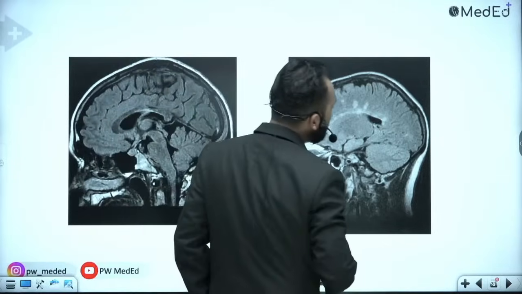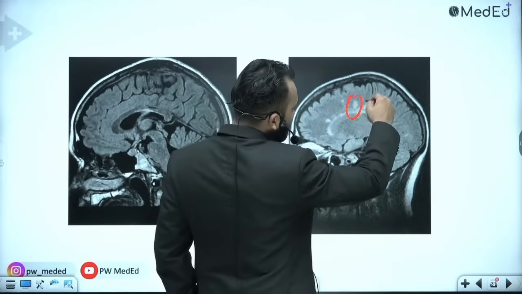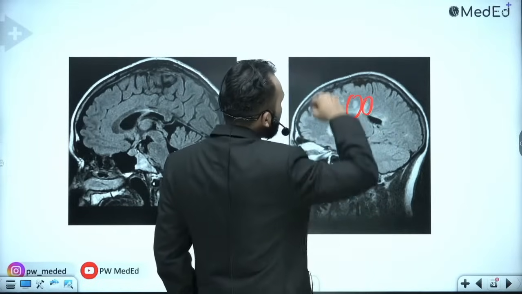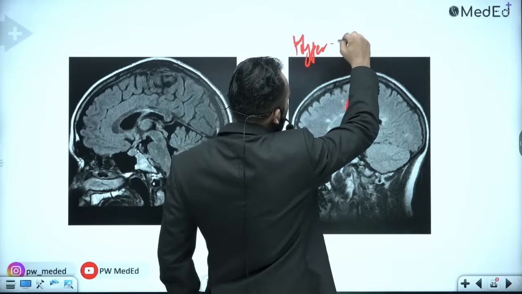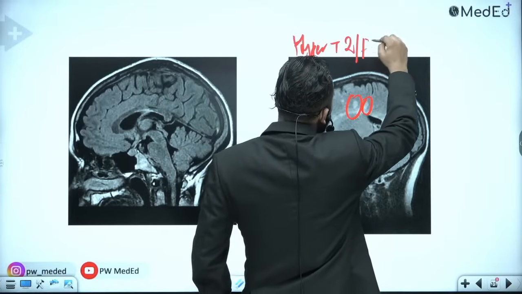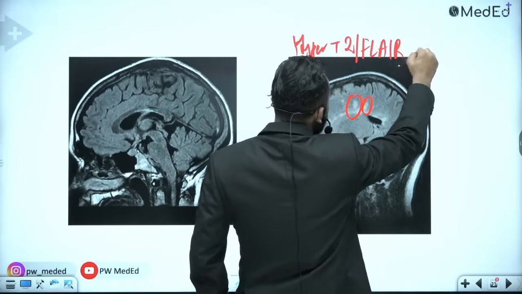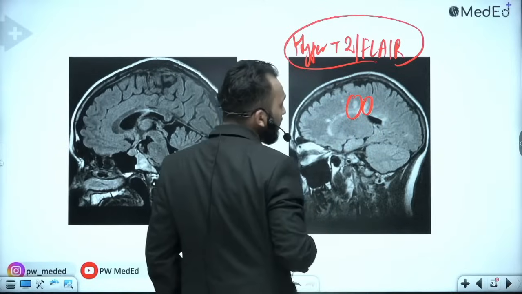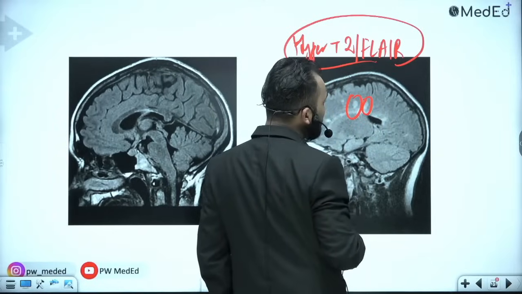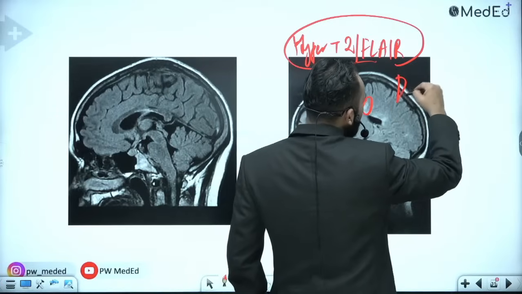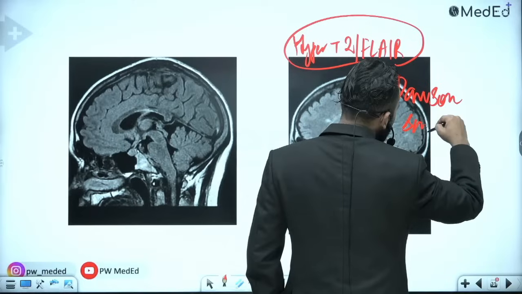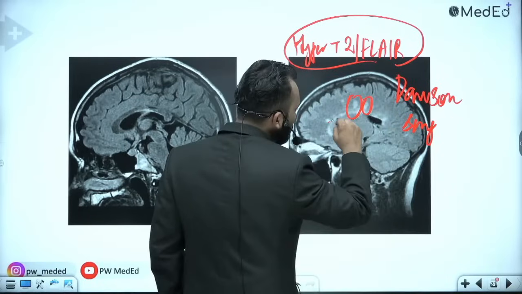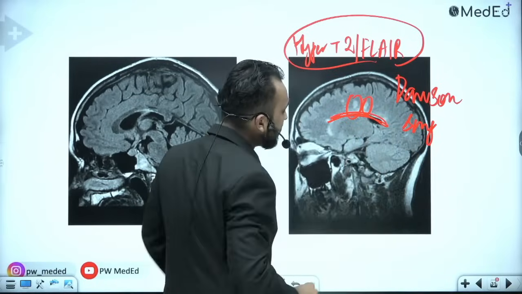So in multiple sclerosis, you will see plaques which will appear hyperintense on T2 weighted and FLAIR images. These hyperintense plaques on T2 and FLAIR images will appear as Dawson's fingers, arranged perpendicular to the callososeptal interface.